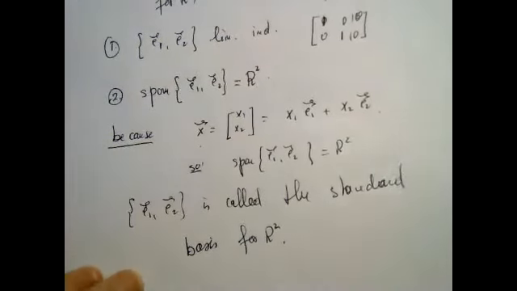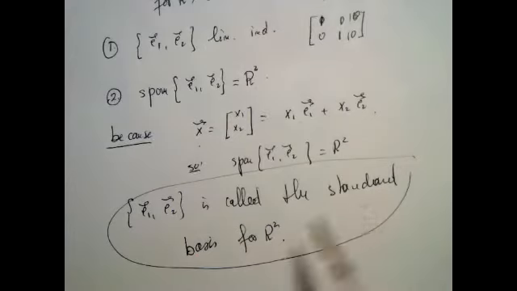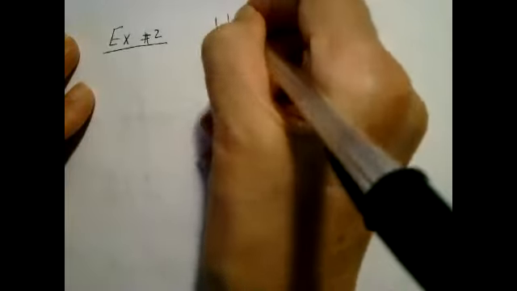So E1, E2 are a basis because they satisfy all the conditions, and they have a specific name. They are called the standard basis. Now, are there other bases for R2? Can anybody think of another basis for R2? Again, my subspace is R2, and the question is, can I think of another basis? Can anybody think of another one?